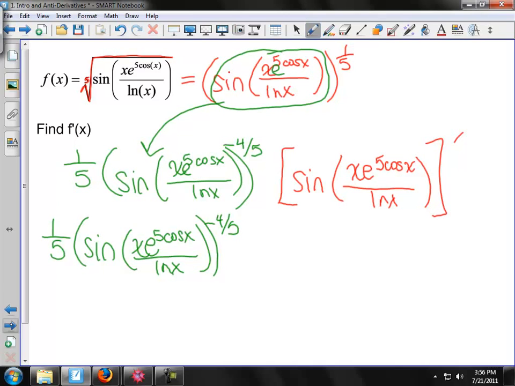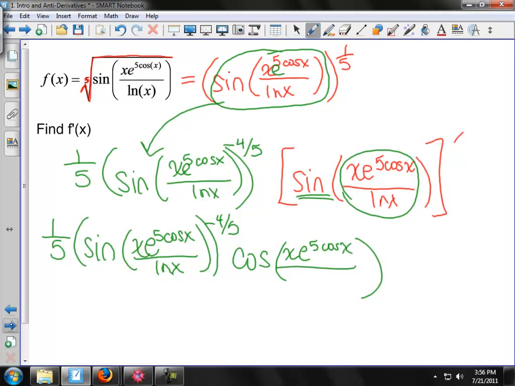And now what's the most outside thing going on? In our new derivative, it's the sine. So the derivative of sine is cosine. And we copy all this inside stuff again without changing it. So we have x e to the 5 cosine of x divided by ln of x again. And then after that, we're going to need to have the derivative of this fraction.